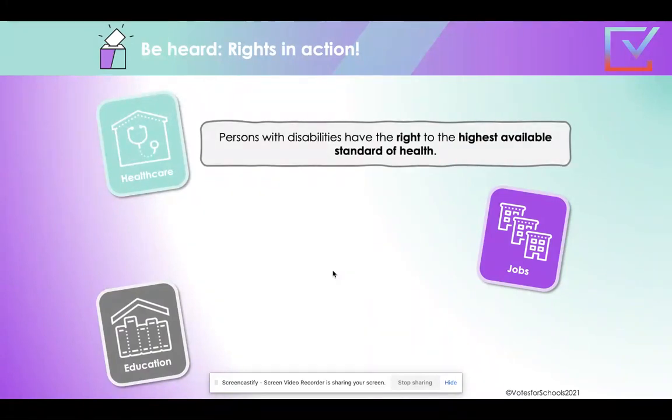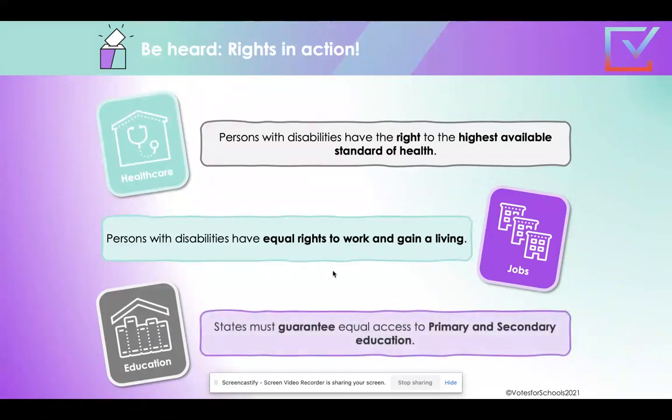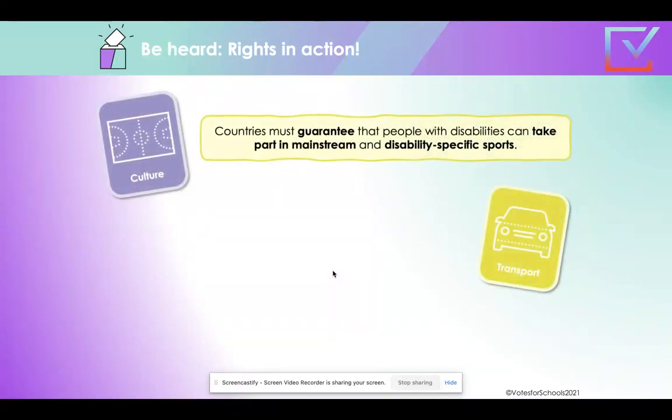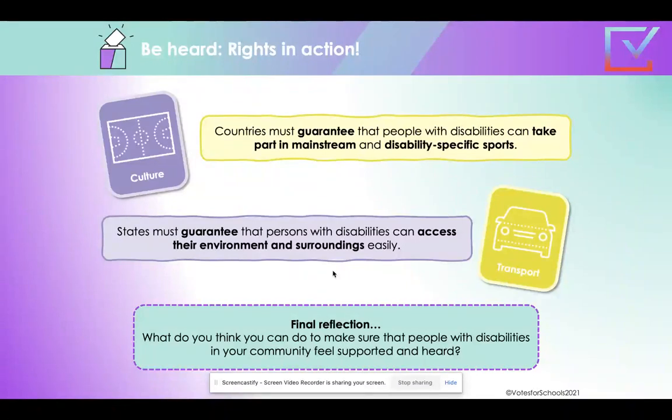So for healthcare, people with disabilities have the right to the highest available standard of health. That's what they're fighting for. They're fighting for people with disabilities to have equal rights to work and gain a living, for states to guarantee equal access to primary and secondary education, for countries to guarantee that people with disabilities can take part in mainstream and disability-specific sports, for states to guarantee that persons with disabilities can access their environmental surroundings easily. And a final reflection, what do you think you can do to make sure that people with disabilities in your community feel supported and heard?